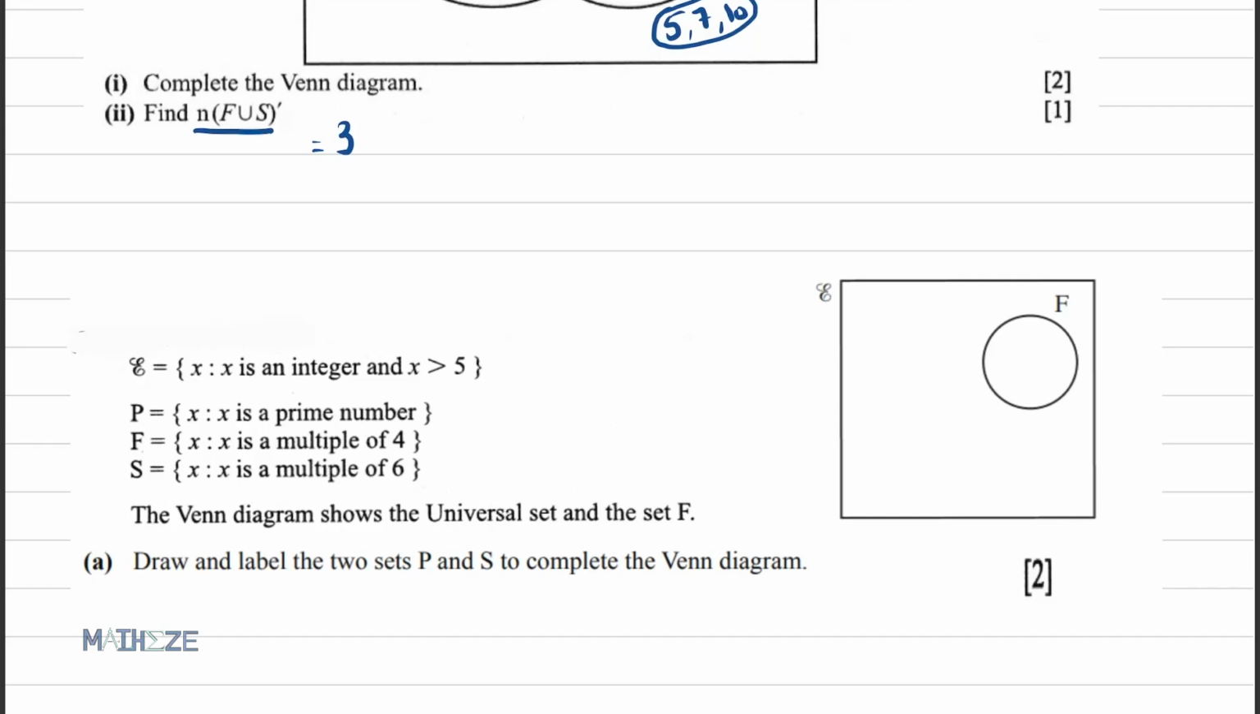And S is a multiple of 6. Those numbers which come in its 1 table, own table and 6 table.